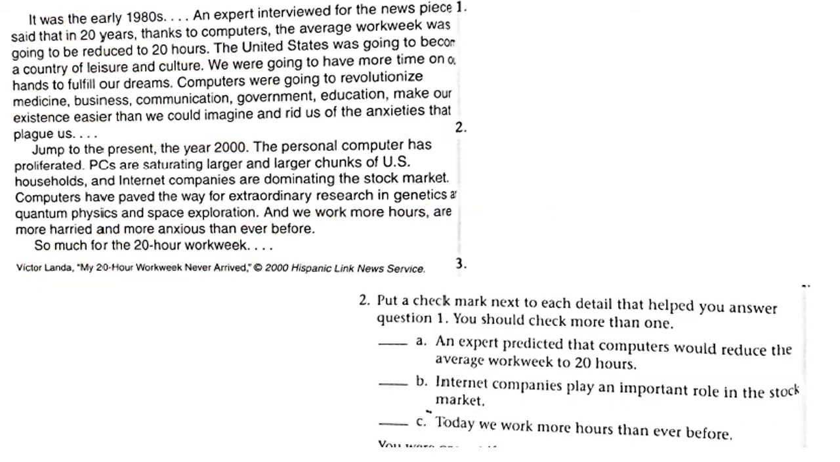Put a check mark next to each detail that helped you to answer question 1, and you can choose more than one. An expert predicted that the average week would be reduced to 20 hours. That's what people said in the 1980s. That is useful for showing you the main idea that you chose in question 1.